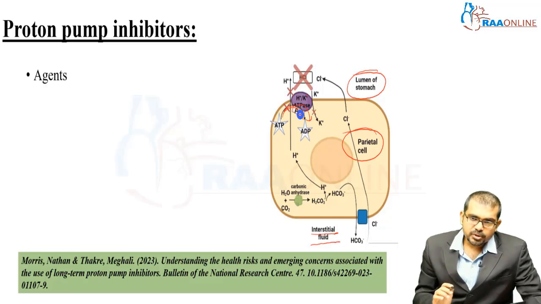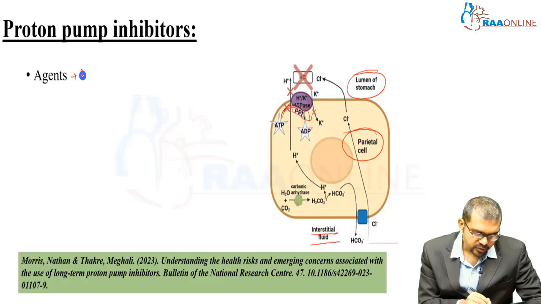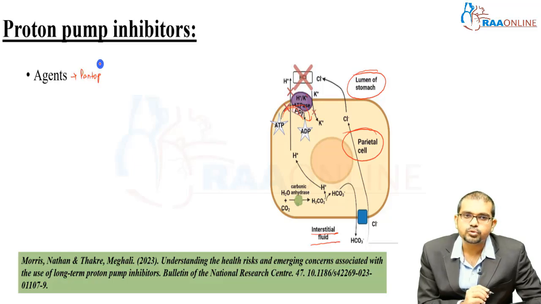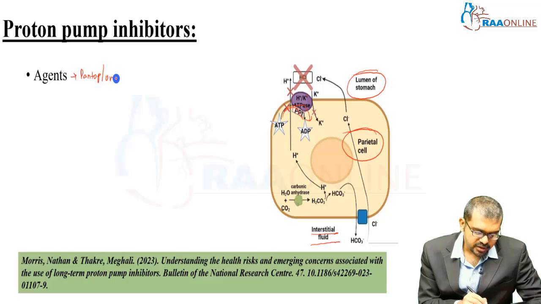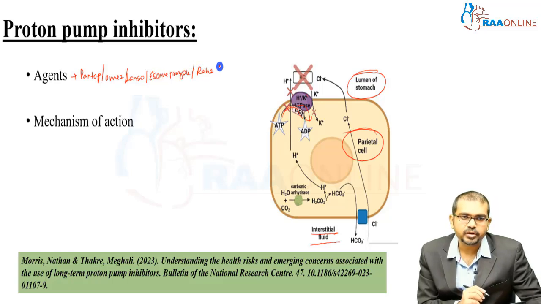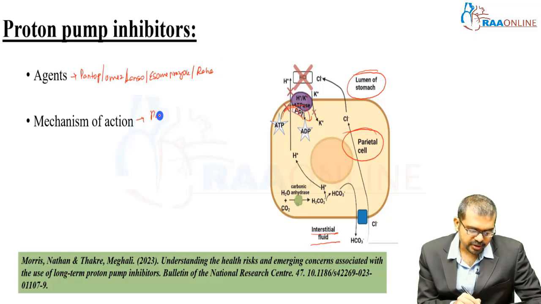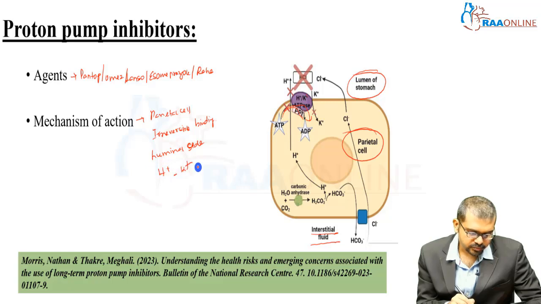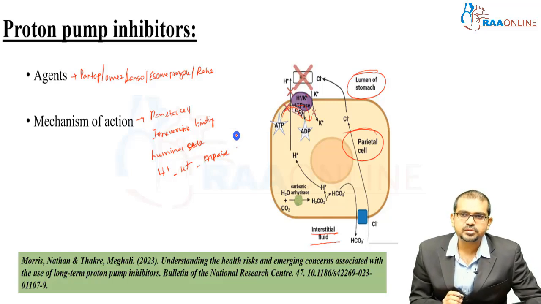What are the various agents available? As far as proton pump inhibitors are concerned, we have pantoprazole, which is the most commonly used and most studied agent, and other agents like omeprazole, lansoprazole, esomeprazole, and rabeprazole. Mechanism of action, so basically parietal cell, and the other thing you have to remember is irreversible binding, the third is luminal site, and the fourth is H plus K plus ATPase. So these are the four things you have to remember as far as the mechanism of action is concerned.